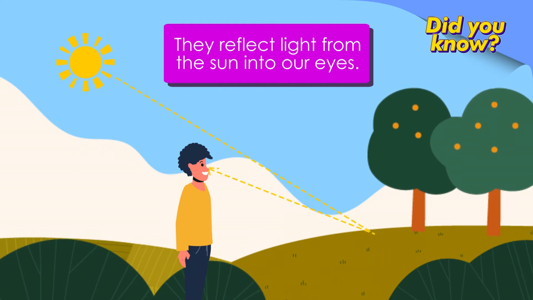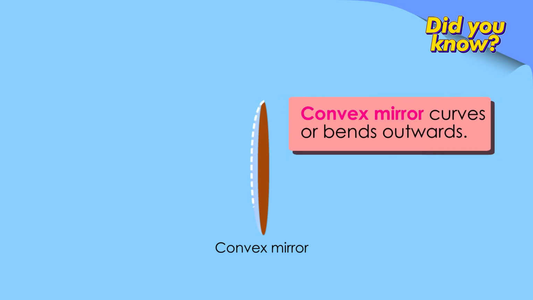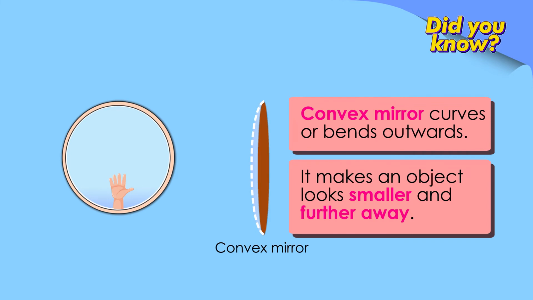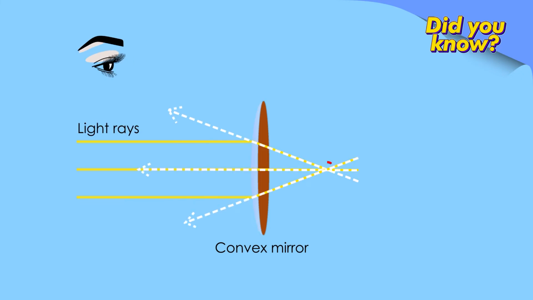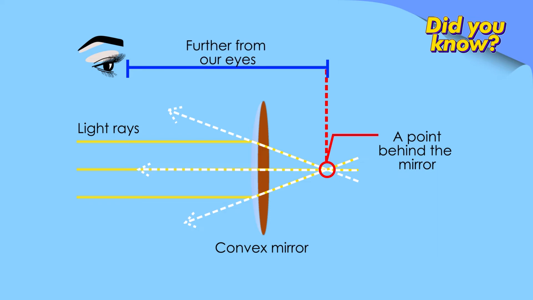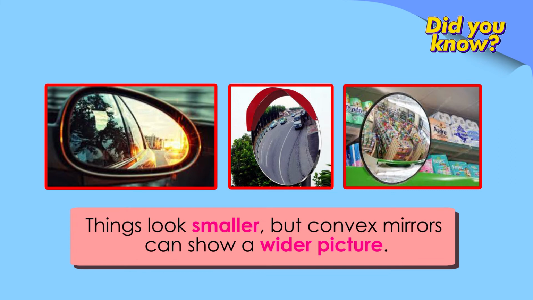into our eyes. A convex mirror curves or bends outward and makes an object look smaller and further away than it actually is. It makes light rays seem to come from a point behind the mirror, further from our eyes. Things look smaller, but convex mirrors are helpful because they can show a wider picture or field of view.